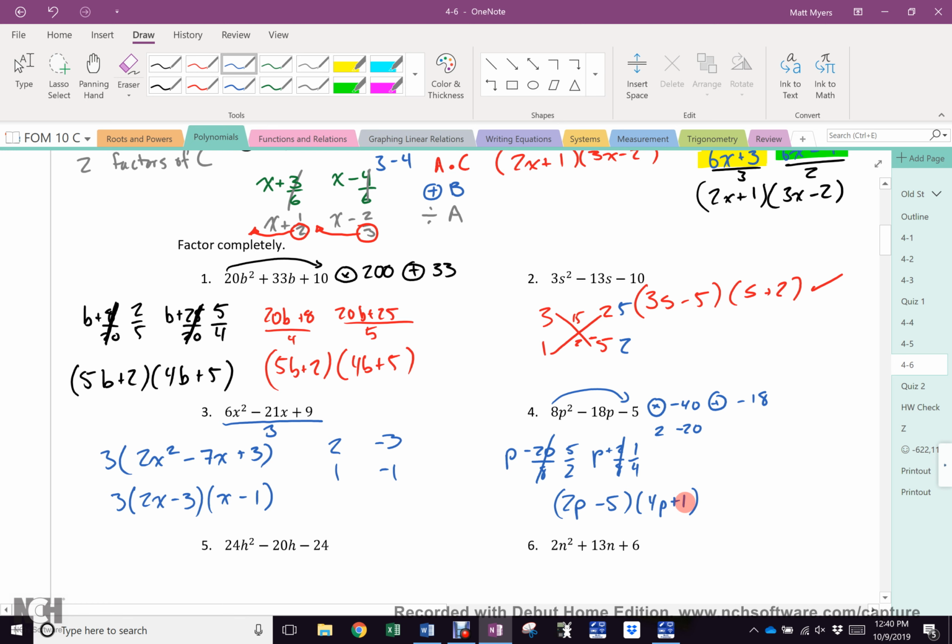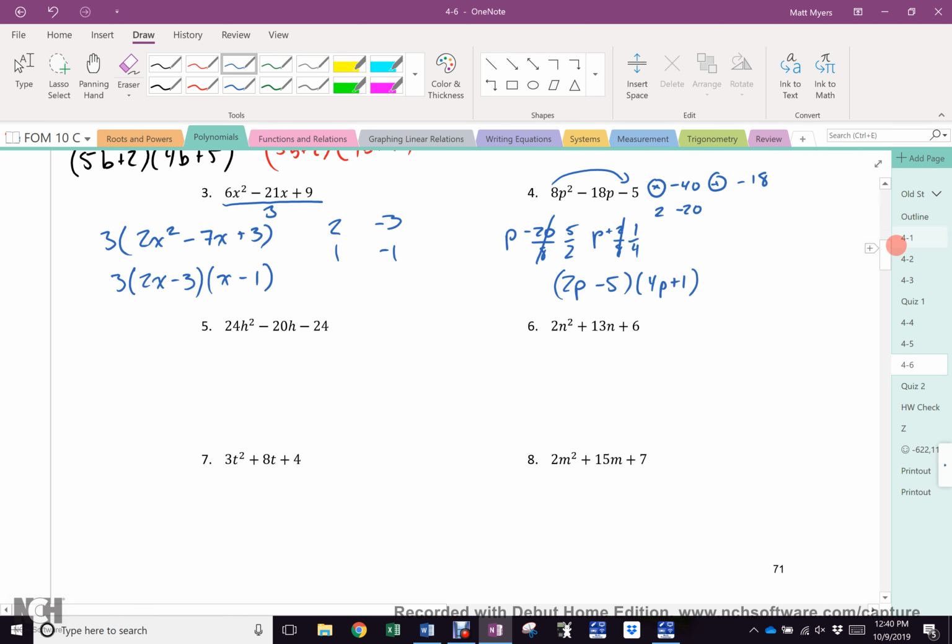What's negative 5 times positive 1? Negative 5. Looks good to me. Everybody good? Now, I don't mean to pick on you. What did you learn last year to factor these? Did you learn the square like this, or did you learn one of these? You did like this? Okay, thanks. I only ask because I need to know what other people are doing around here.